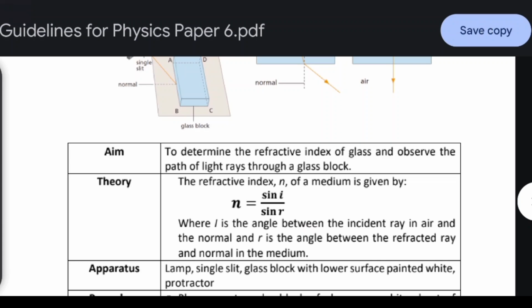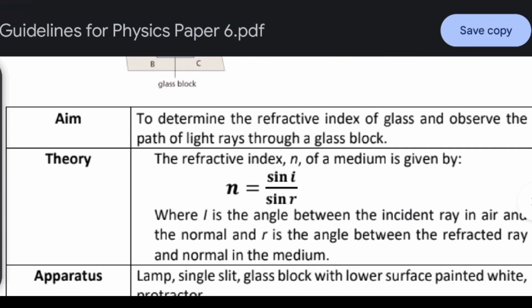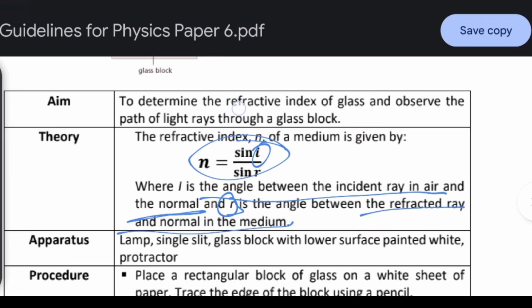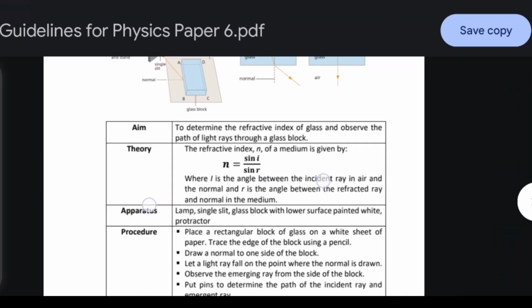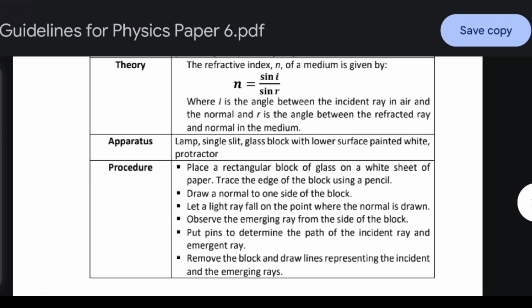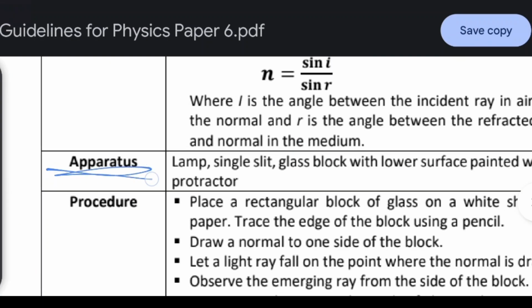Refractive index. Refractive index is given by the formula sin I by sin R. So what is I over here? I is the angle between the incident ray in air and the normal, and R is the angle between the refracted ray and the normal. You all have studied this in theory when you were preparing for paper 4, of course. Now, what apparatus is needed?